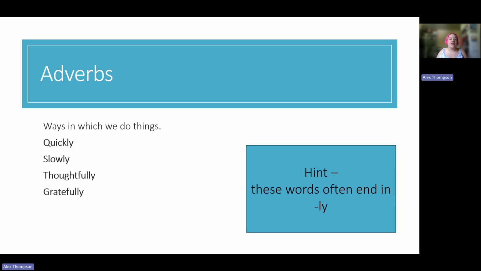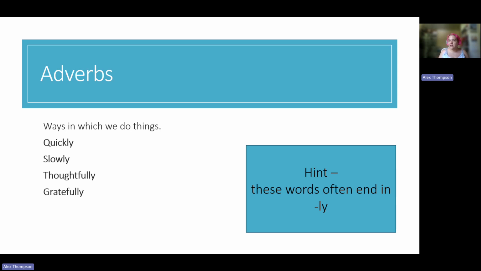The examples we've got here: quickly, slowly, thoughtfully, gratefully. There's things like happily. And a good hint, a lot of adverbs, not every single one, but a lot of them end with that sound of li. They end in ly. Doesn't apply for every single word across the English language. Of course, there's going to be ones that don't fit that rule. However, a lot of them do. So we have verbs, what we are doing. We have adverbs, which describe how we're doing it.